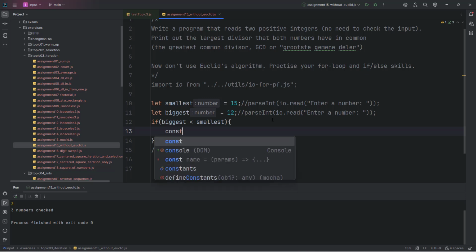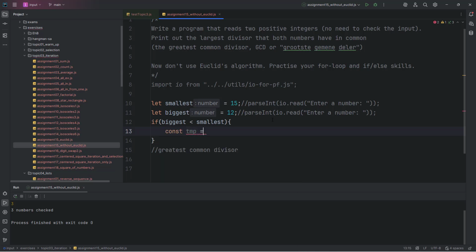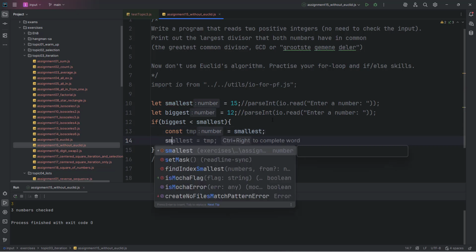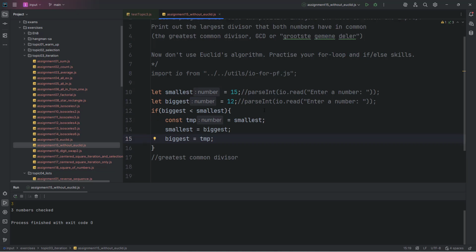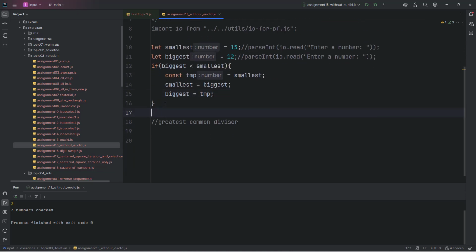Let's have a temporary variable to save the smallest here, and then smallest can be reused to store biggest, and then biggest of course should be whatever is in temp. And that's nothing more than the swap trick we've seen in the first topic, the warm-up topic. So once we get past this if, we know for sure that smallest contains the smallest number and biggest contains the biggest number. Now, next up, what is a divisor?